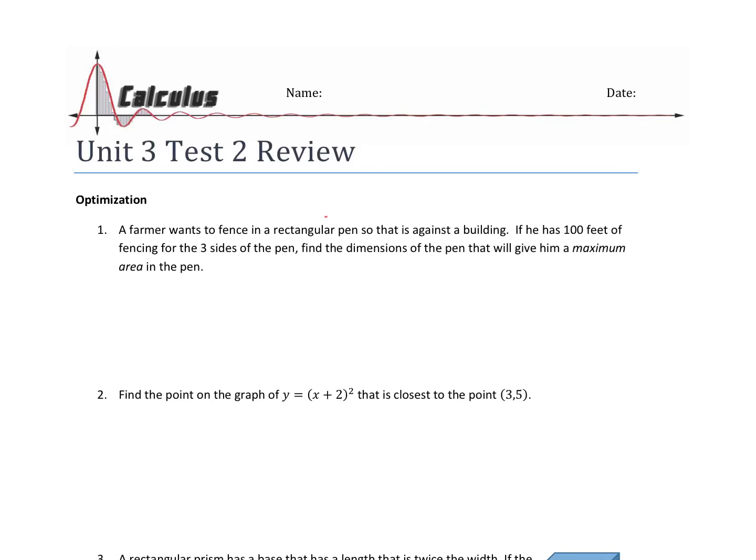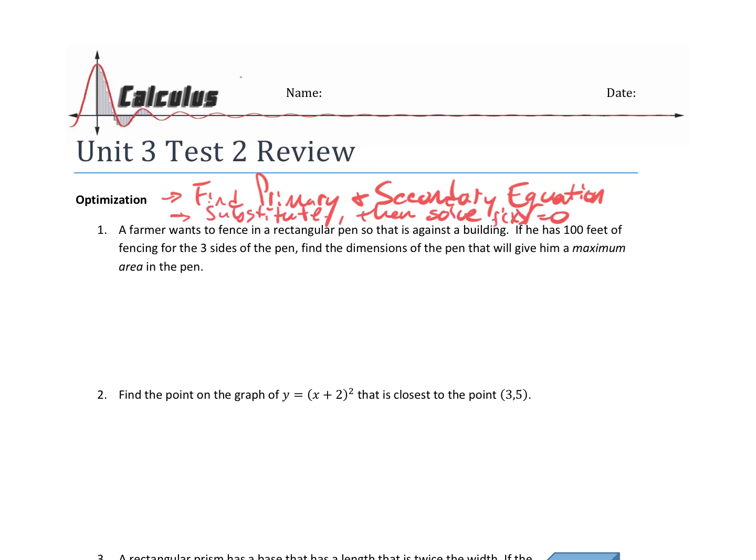Let's do a little reviewing for our upcoming optimization and related rates test. Remember, the big idea for optimization is we need to find a primary and secondary equation. The secondary equation is just helpful information to substitute. Then we set the derivative equal to 0 and solve it. Okay, let's see what happens.